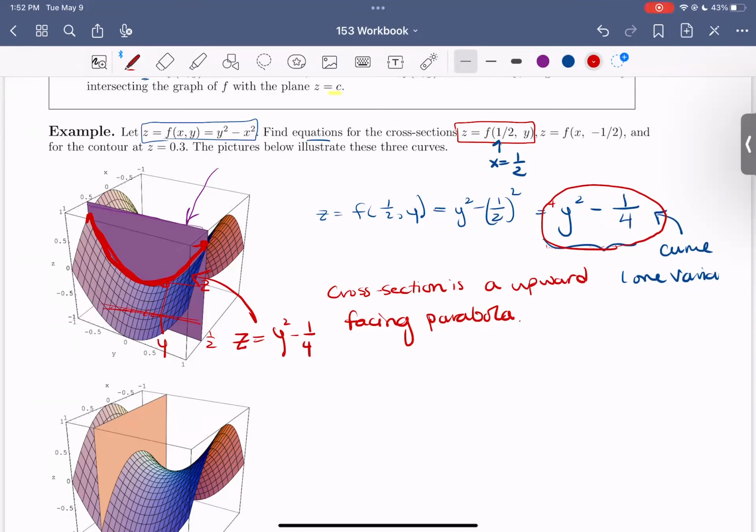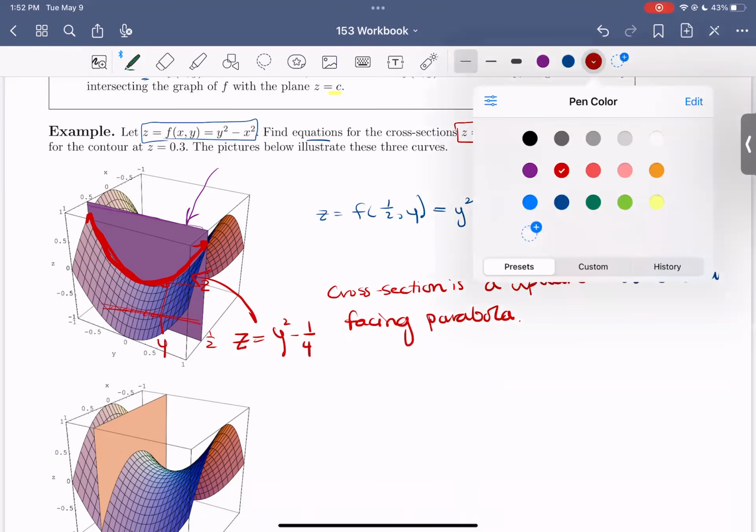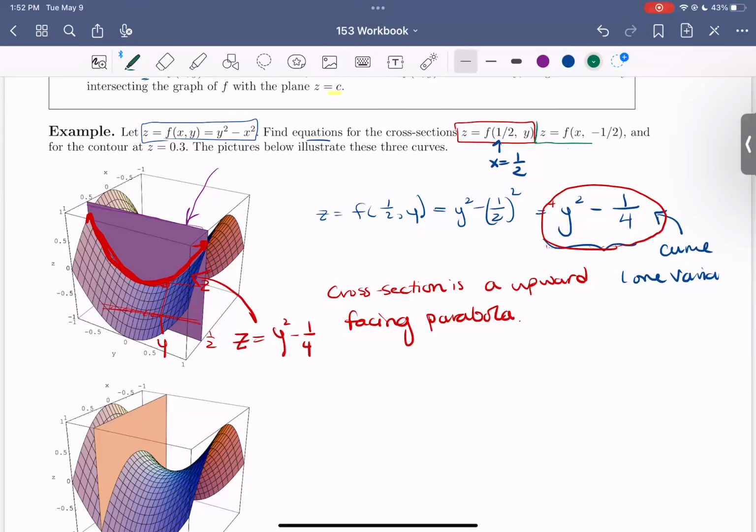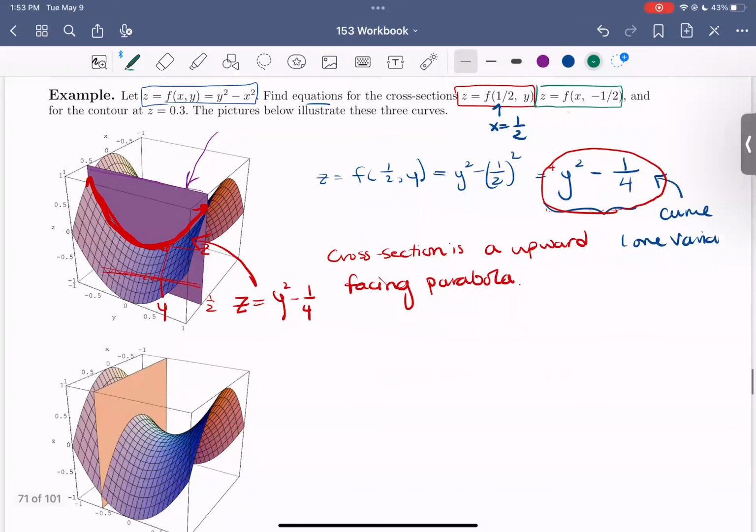All right, so let's continue looking at the cross section that we're asked to do in the next part. And so that is z equals f of x, comma, negative 1/2. So what I encourage you to do is go ahead and try to work out that equation on your own before continuing with the video. And then when we're ready, we'll look together. All right, so after you've had a chance to look at that on your own, let's work it out together.